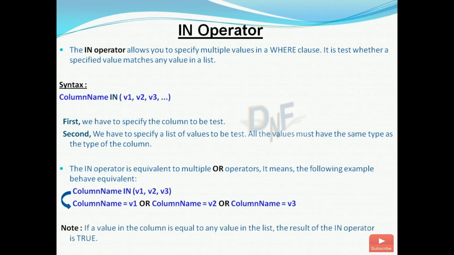If the value in the column is equal to any value in the list, the result of the IN operator is true. It means, for example, if you pass five values with the IN operator and any one value matches the column value, then the IN operator returns true.